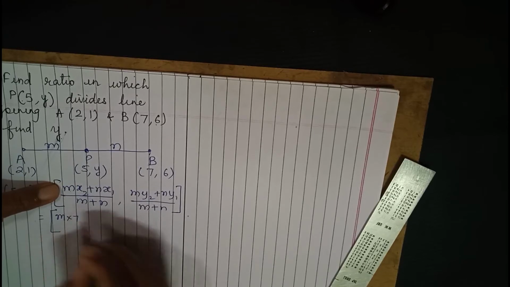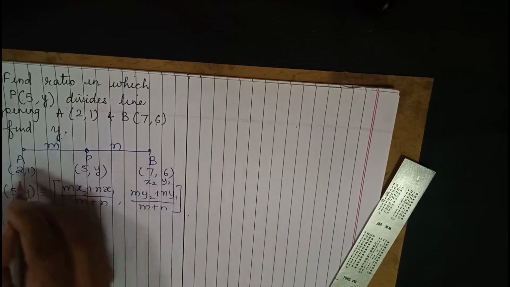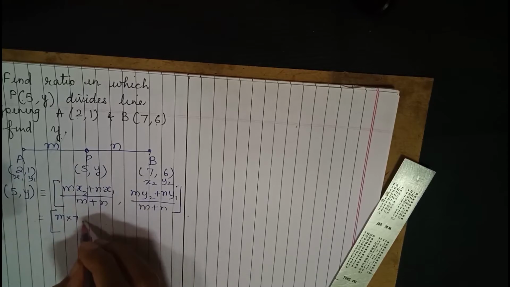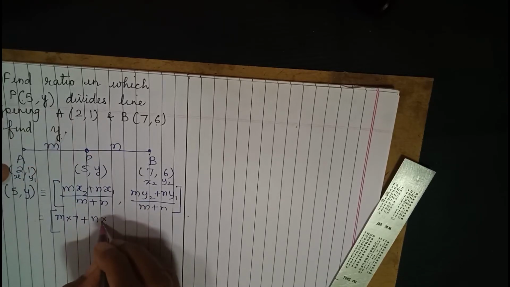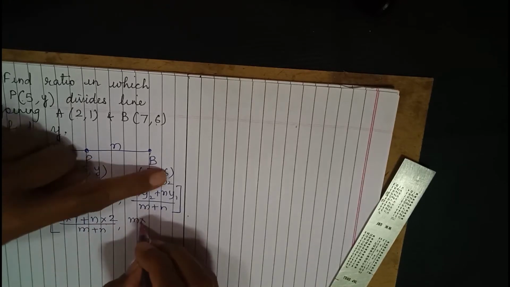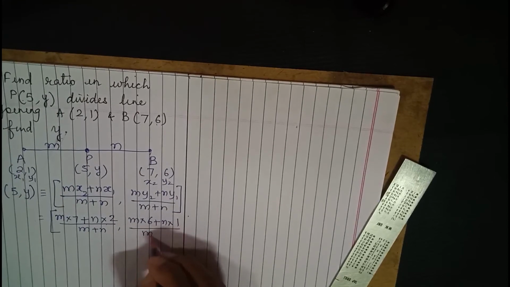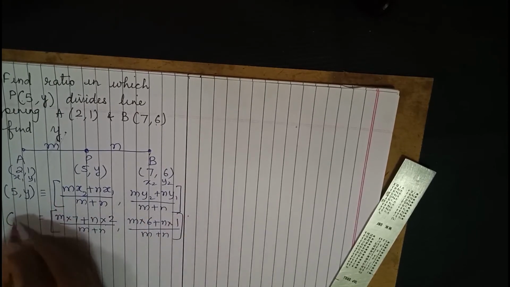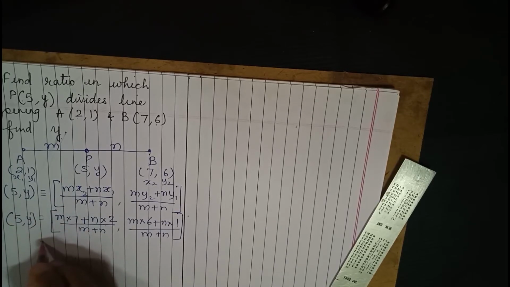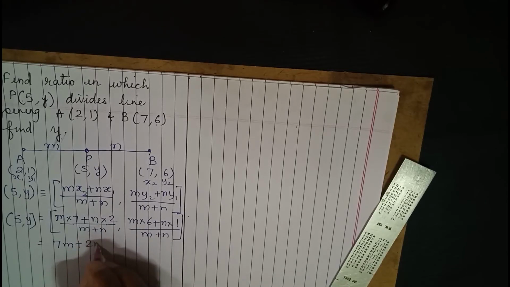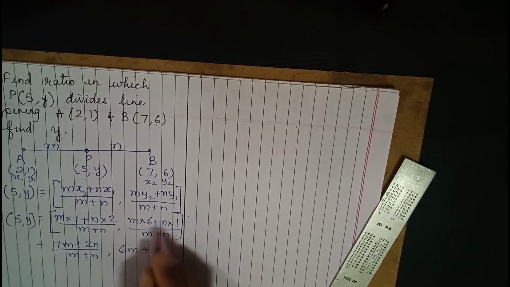x2 is 7. So here you can see this is x2, y2 and this is x1, y1. Plus n, we do not know, x1 is 2, upon m plus n. Similarly, m into y2 is 6 plus n into y1 is 1 upon m plus n. And this is going to be equal to (5, y). So m into 7 is 7m, 2 into n is 2n upon m plus n. 6 into m is 6m, n into 1 is n upon m plus n.